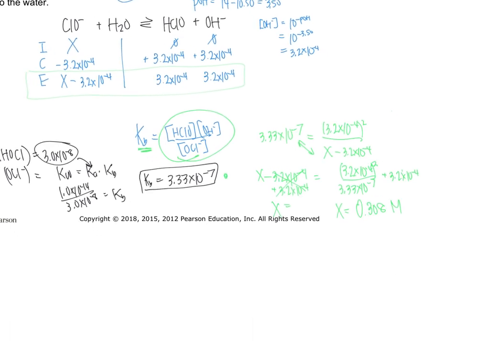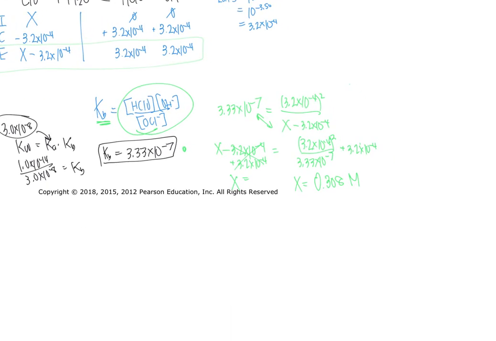So don't go into moles. Now that we have this, we know that it is technically in moles per liter, and we made a 2-liter solution. So if I multiply by 2, then the number of moles of sodium hypochlorite I needed to add is going to be 0.616 moles.